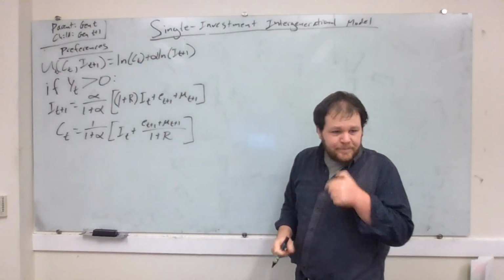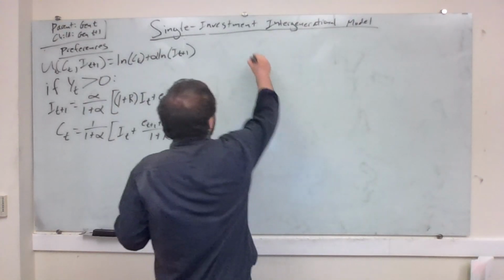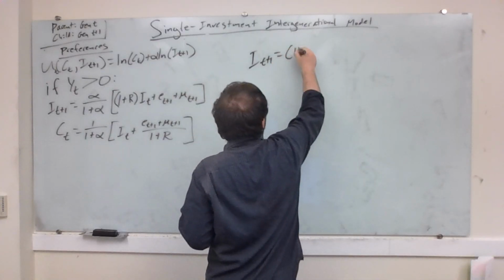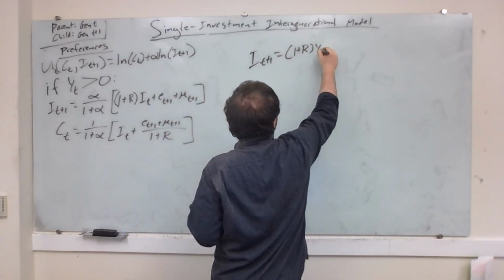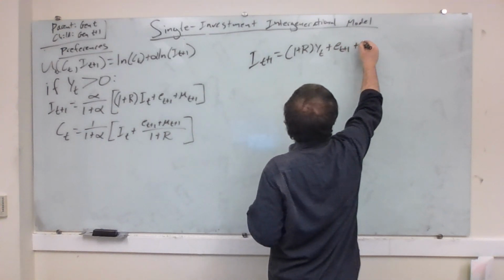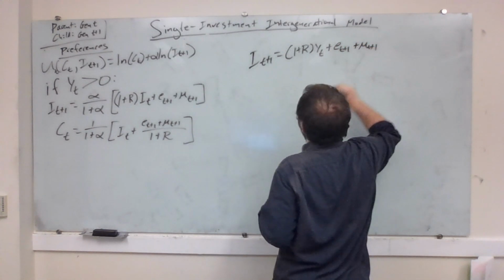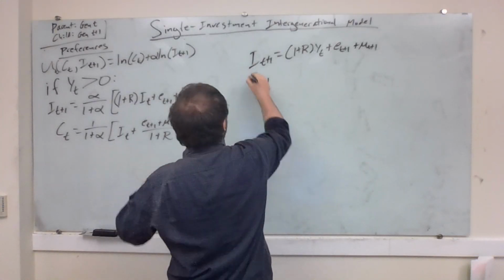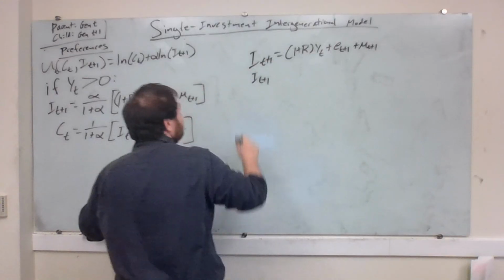So we can do this by remembering that our child's income at period t plus 1 is equal to 1 plus r y_t, plus e_t plus 1 plus mu_t plus 1. And our income in period t plus 1, as we said here, is equal to this, right?